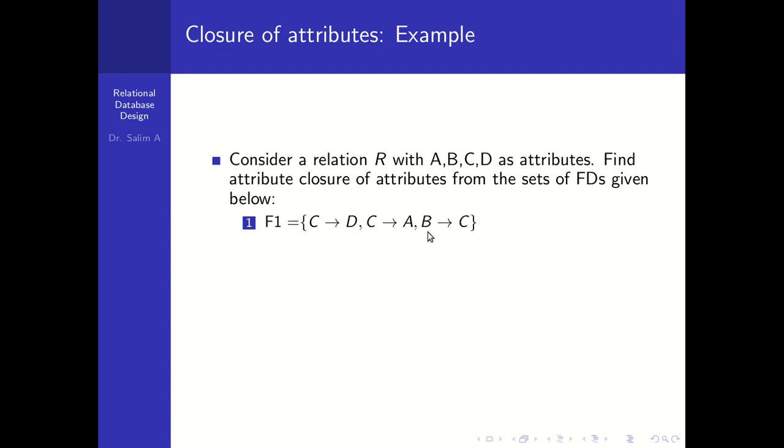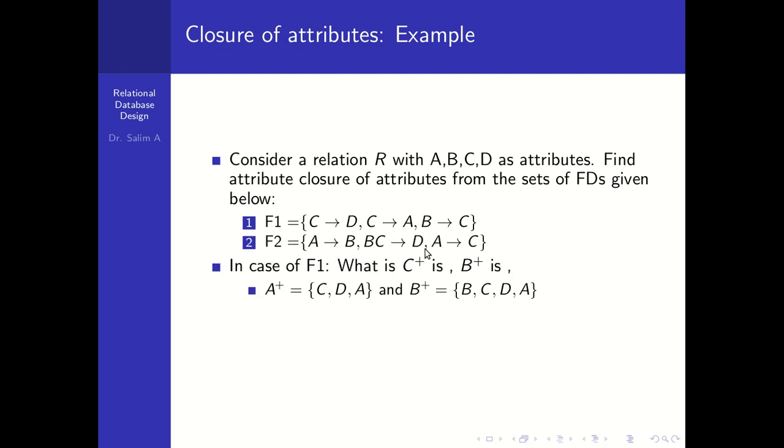What about B closure? B will be there, then C will come. Because of C, A will come, and D will also come. Therefore, A closure will have C, D, A. It is simple. And B closure will have B, C, then D, then A.